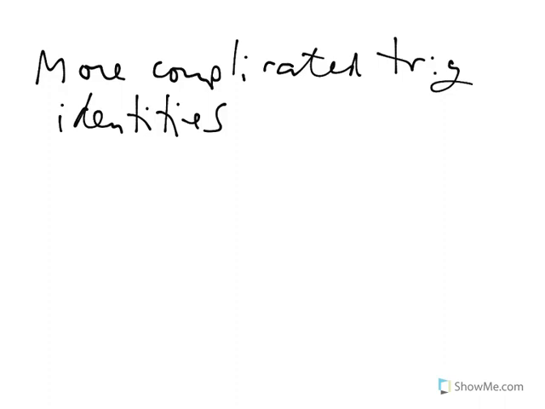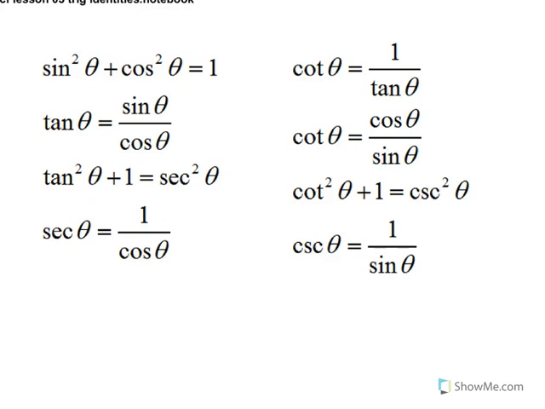The 8 basic trig identities can be combined and put together in different ways to create more complicated trig identities. These are the 8 basic trig identities. 3 of them come from the Pythagorean theorem. They're known as the Pythagorean identities.